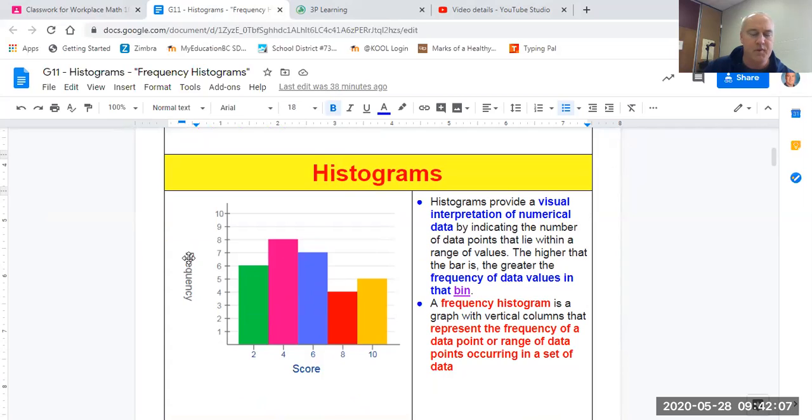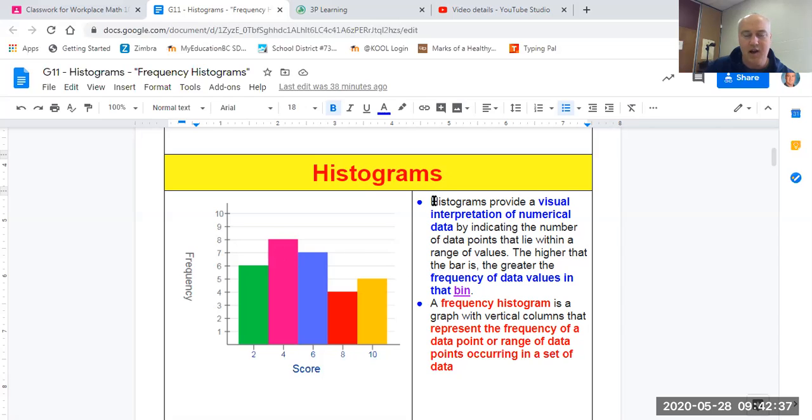As you see here with this example, the reason why it's called a frequency histogram is that the vertical axis shows us the frequency, the number of occurrences for a particular type of value. In this case, it's saying when the score falls in the range of 2, this is how many times that score was 2. There were 6 scores that were 2, 8 scores that were 4, and so forth.